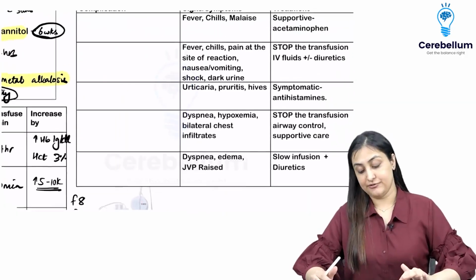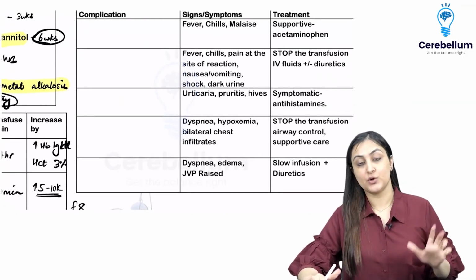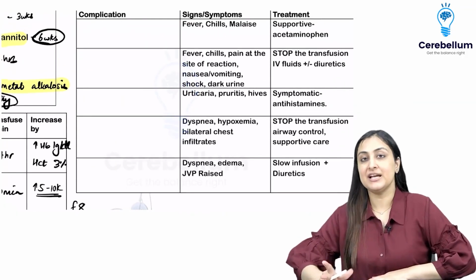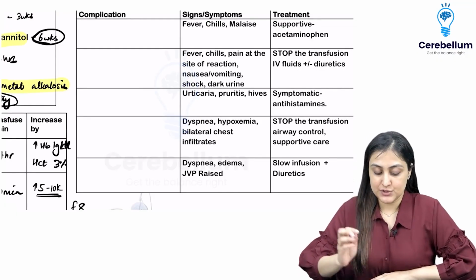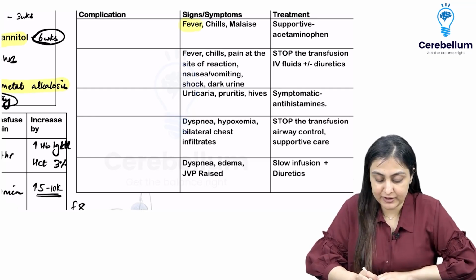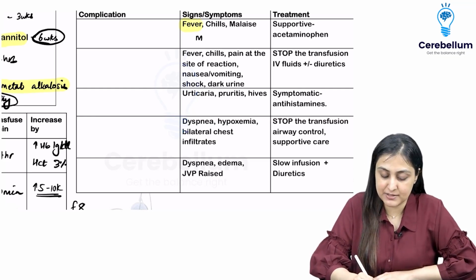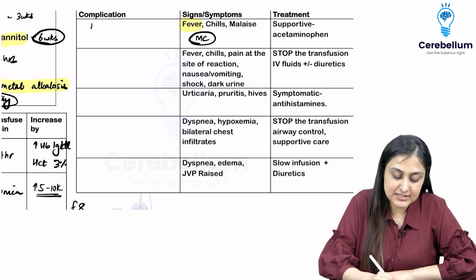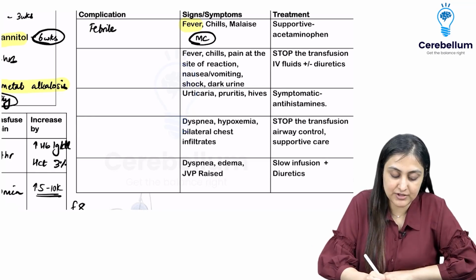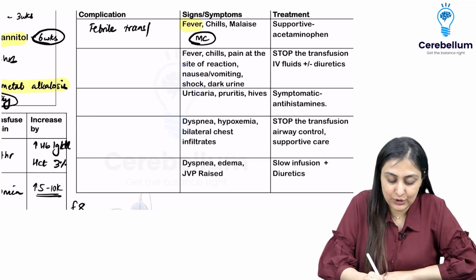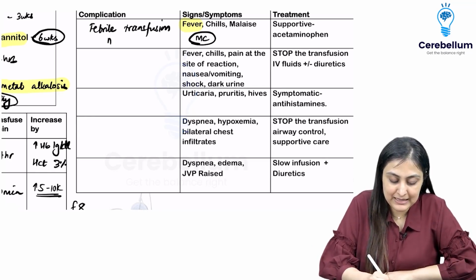Where you get a lot of medicine questions is this table, complications of transfusion. Every exam you will get one question on this. So firstly, you have fever, chills and malaise, very mild fever around 1 degree Celsius. This is the most common side effect. This is febrile transfusion reaction. Remember, this is non-hemolytic. So this is febrile non-hemolytic transfusion reaction.